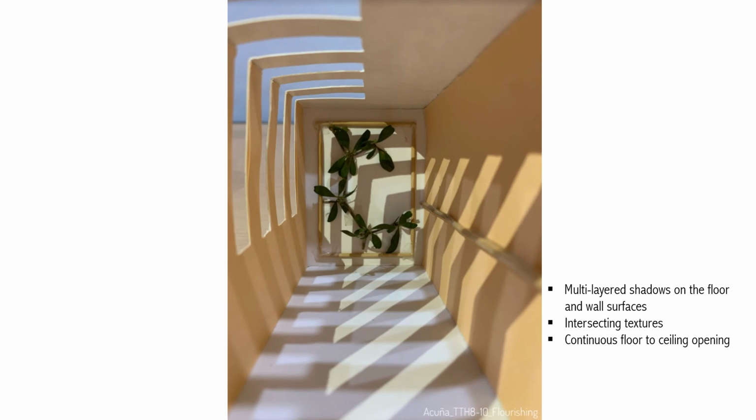Next, here is one of the few examples with multi-layered shadows on the floor and on the surface. When you look at the shadows, there are dark shadows, and then there are shades, lighter gray shadows, and there are various layers of the shade and shadows cast from the wall, opening the wall to the ceiling, continuous opening from floor to ceiling. I mean, wall to ceiling.